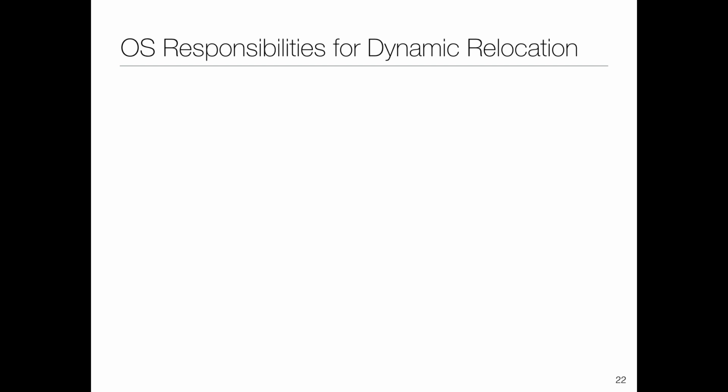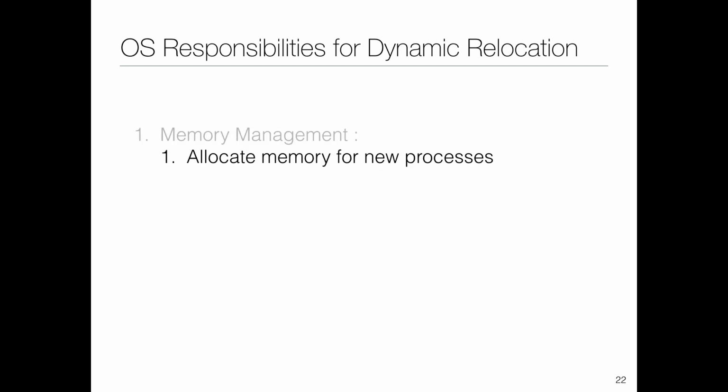Now, these are the responsibilities of the hardware for dynamic relocation. What do you think are the responsibilities for the OS? What does the OS need to do? We've already discussed that, we're just summarizing it here. One of them is context switches. Definitely one of them. In terms of listing them out, we have memory management.